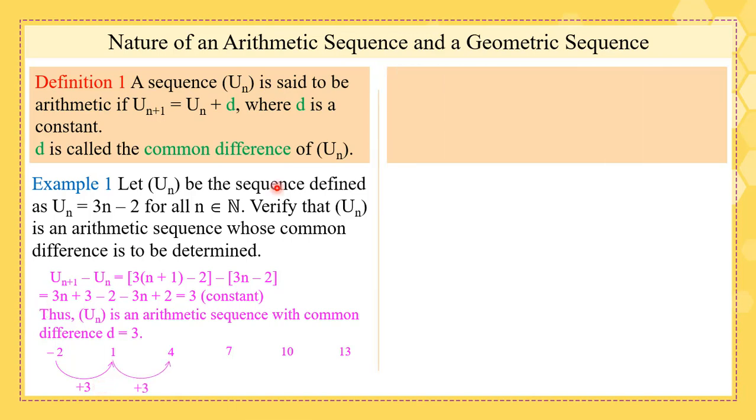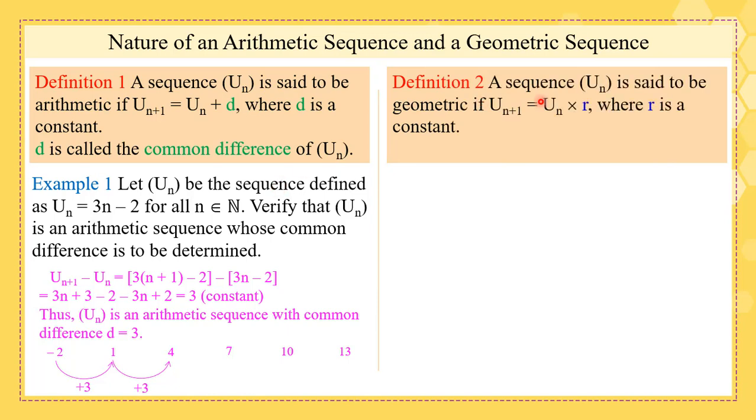Let's continue talking about definition 2. A sequence un is said to be geometric if un plus 1 is un times r, where r is a constant, and r in this case is going to be called the common ratio of un.